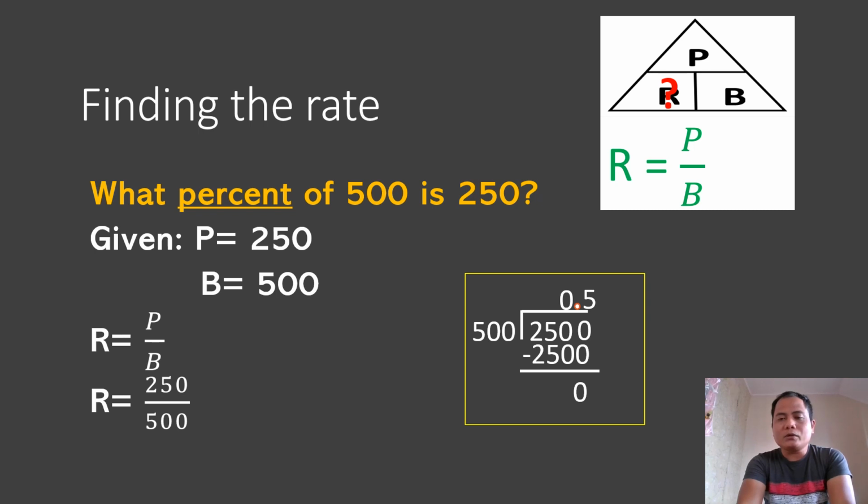No, because we are going to change it into a percent form. By changing to percent form, we will just move the decimal, this time going to the right. How many times? 2 times also. So 1, 2. Then we add zeros if the number is only one digit. No? So our final answer is 50. Therefore, 50% of 500 is 250.